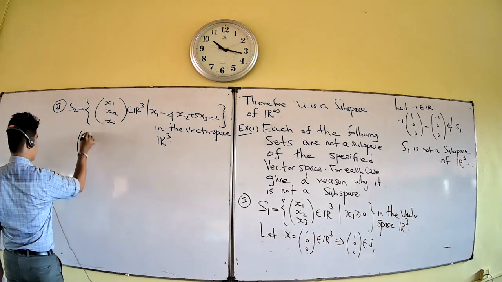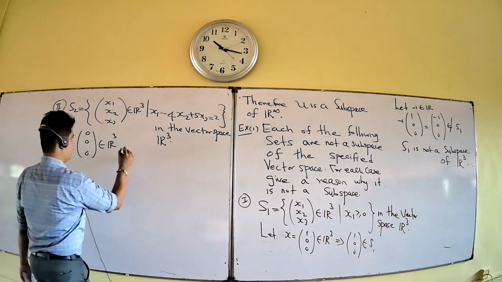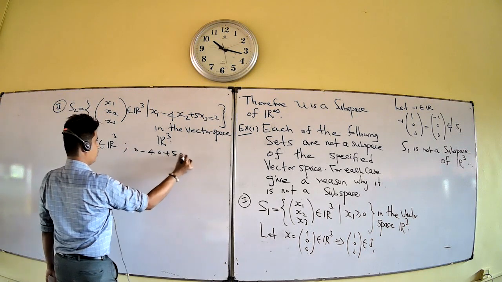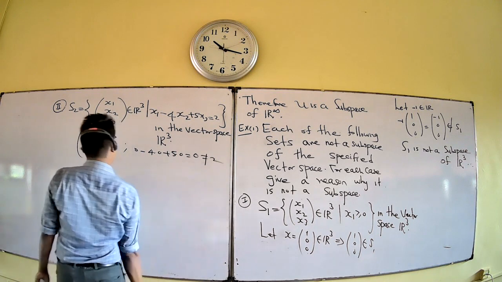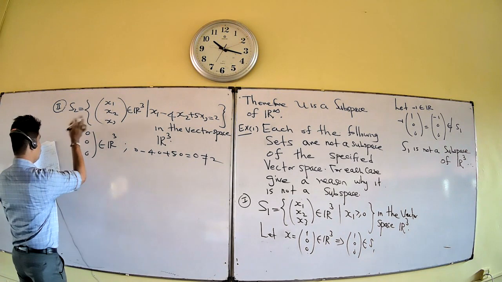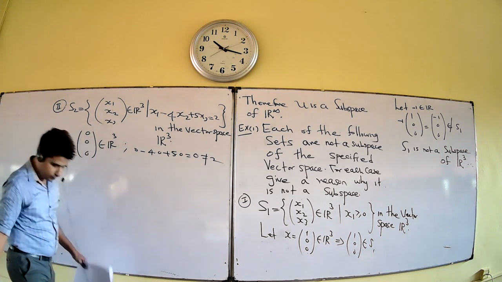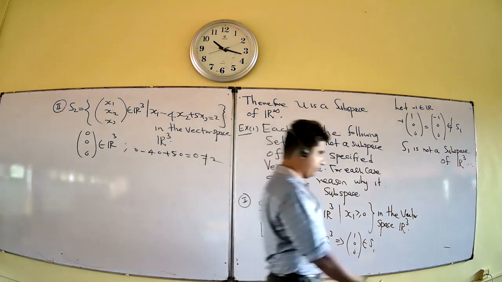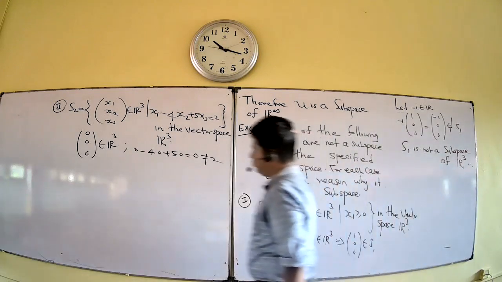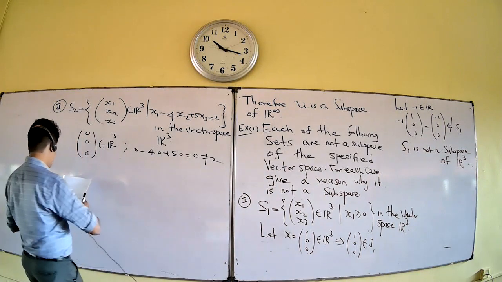I think you take this one, (0, 0, 0) belongs to R cubed. But this one is not satisfying this condition, because 0 minus 4 times 0, 5 times 0, 0, not equal to 2. Therefore, this (0, 0, 0) is not satisfying S2. Therefore, the first condition is also false here, no? Therefore, it is not a subspace.